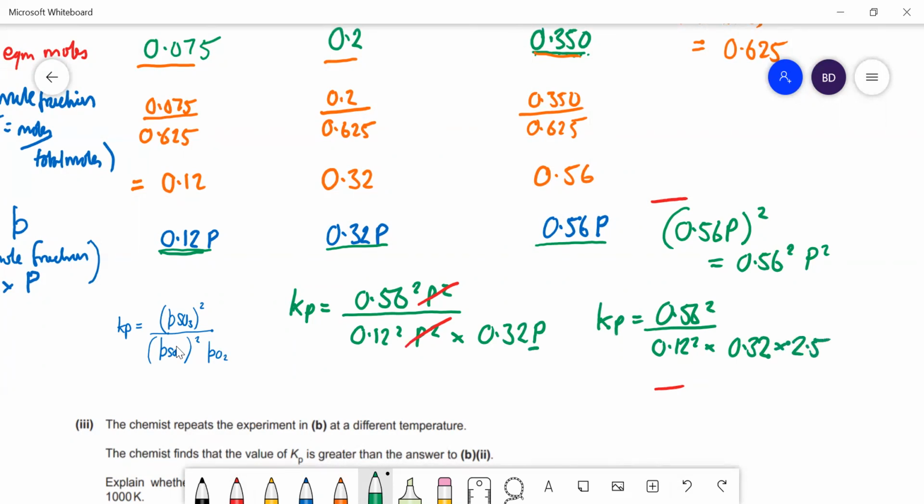Put those numbers into the calculator, we get a value of 27.2 to 3 significant figures, and the units, as we said before, are atmospheres to the -1. So a lot of working out for 5 marks. Quite a lot of scope for making little mistakes, which will give you the wrong answer, but you will get error carried forward. Okay, right.